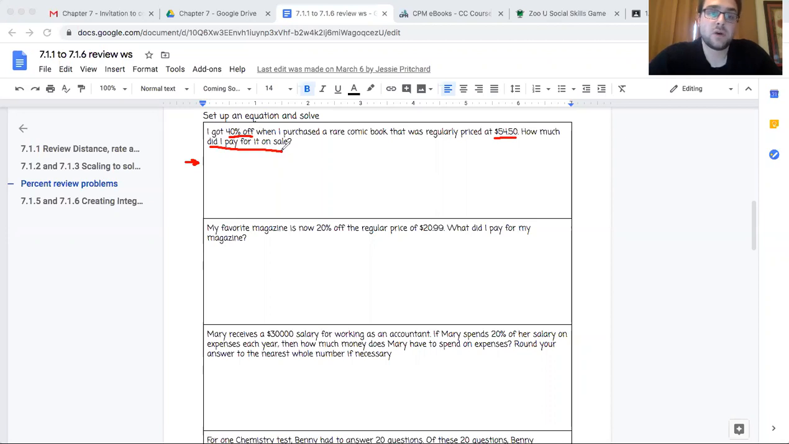Setting up our equation, if you look up here, it says set up an equation to solve. The first thing you need to do is turn our percent into a decimal. We've done this before: you take 40%, you go to the tens place, so 0.4 would be 40%. You could put the 0 after as well if that works for you. So 0.4, and you're going to want to multiply that by 54.50.